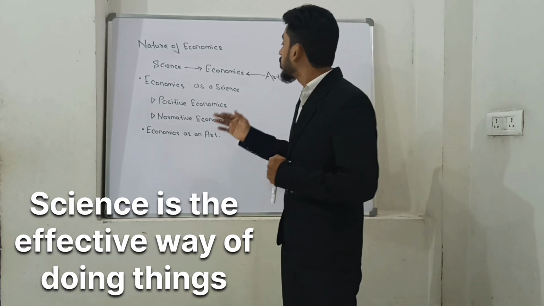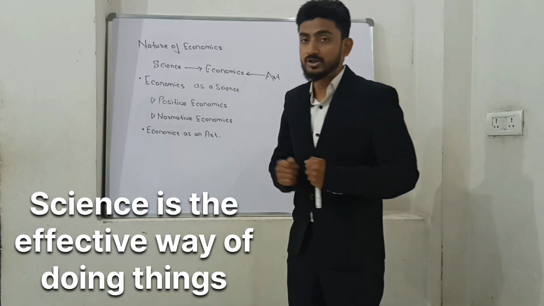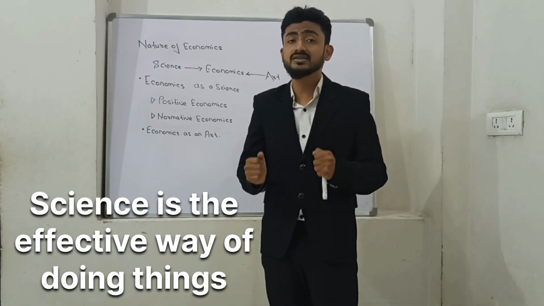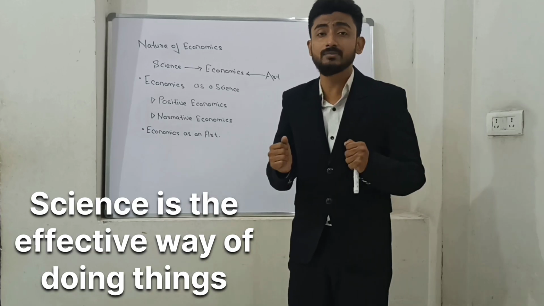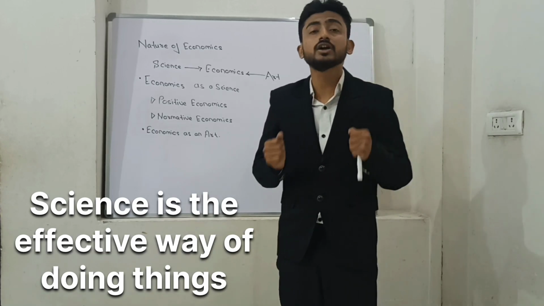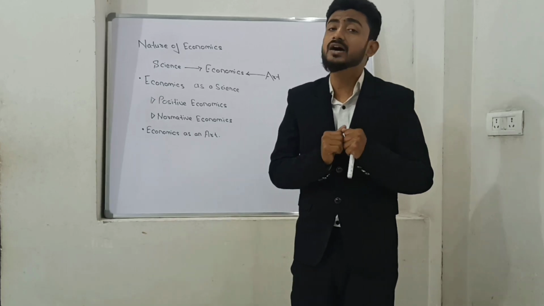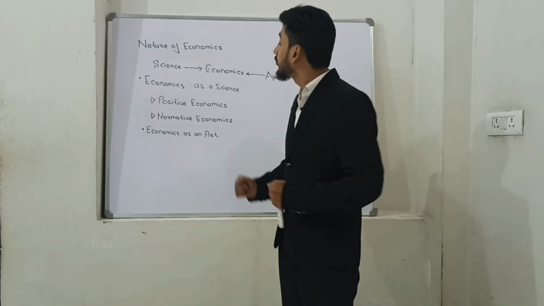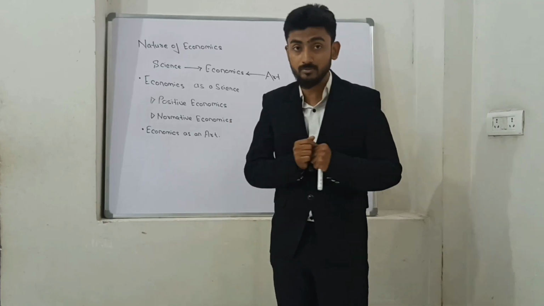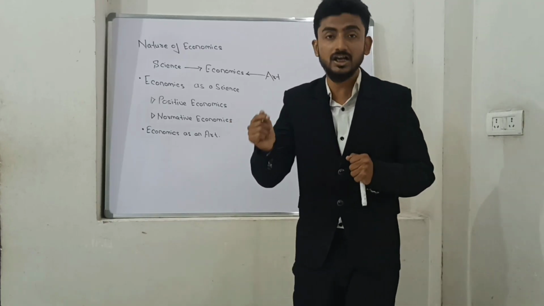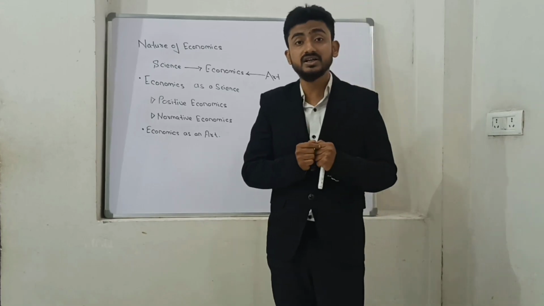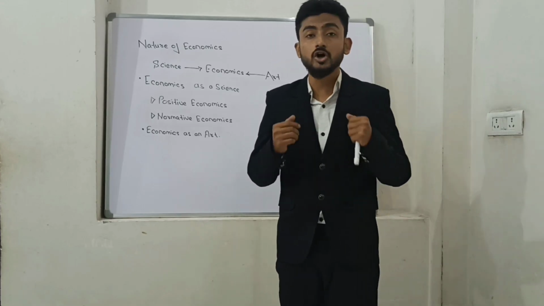If we talk about positive economics, it generally tells us the relationship between two variables, that is, what is. It states what is, and does not pass any value judgment. Now if we talk about normative economics, it passes a value judgment. It states what ought to be.